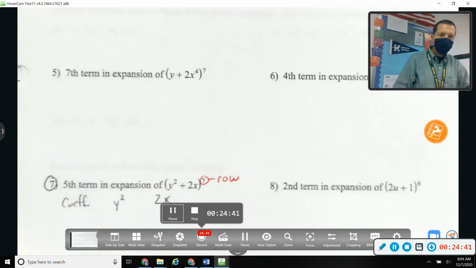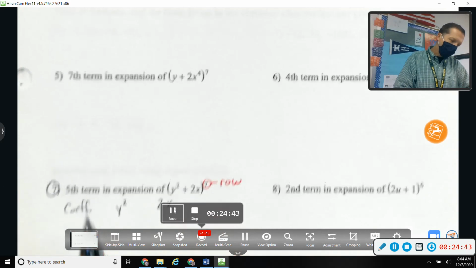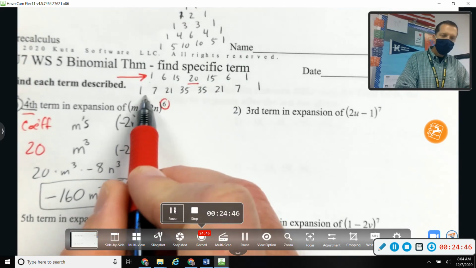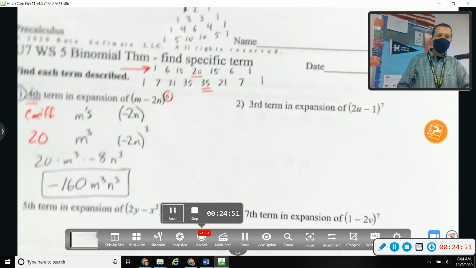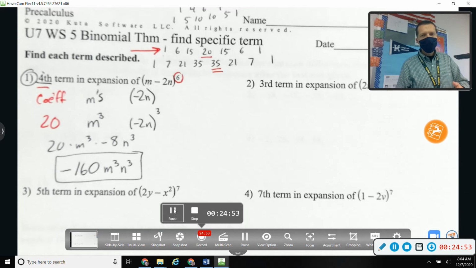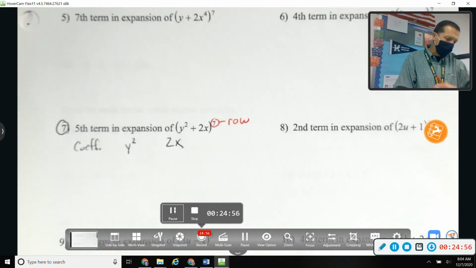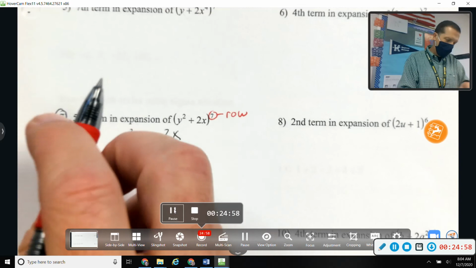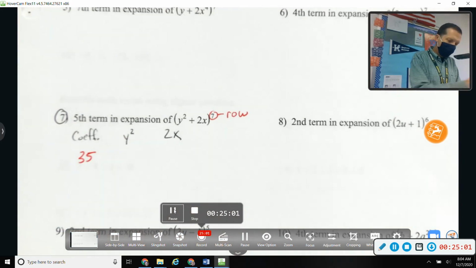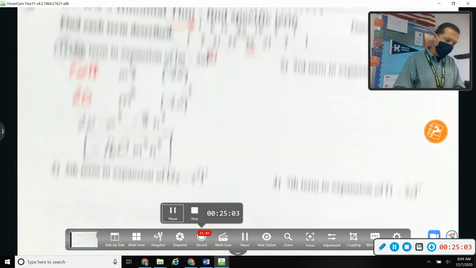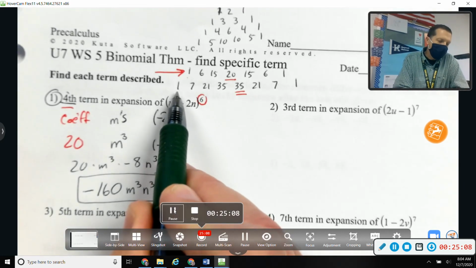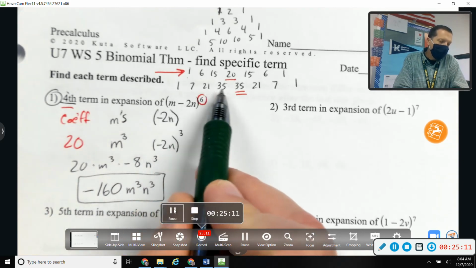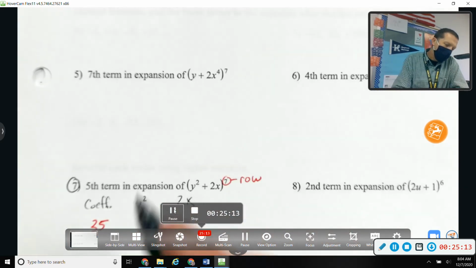So on number 7, I want to be on the 7th row, 5th term. So there's row 7, the 5th term, 1, 2, 3, 4, 5. Will be that one. So 35 will be my coefficient. Y squared. So the first term, we figure out how many of those there are. On the first term of the 7th row, there'd be 7 of them. 7, 6, 5, 4, 3. So I should have y squared 3 of those.